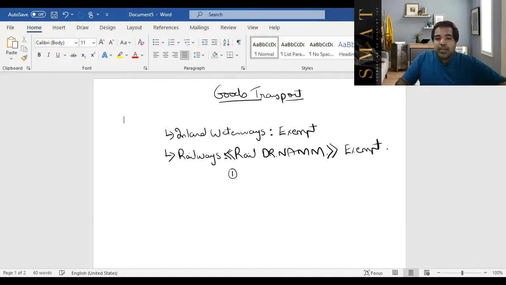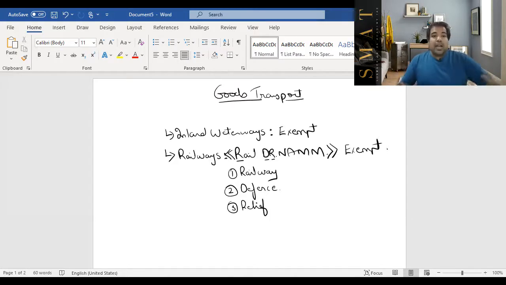Let's see the first product, guys, here. It is railway equipment. Any railway equipment which you're transporting through railways, that is exempt. That is R. Next, D is defense. Any defense or military material, how can you make that expensive? So that is exempt. Next, any relief material, guys. Lots of times there are floods in different parts of India. Last year there were Kerala floods, and when a natural calamity has happened and you want to send relief materials to those devastated places, that transportation will be exempt.